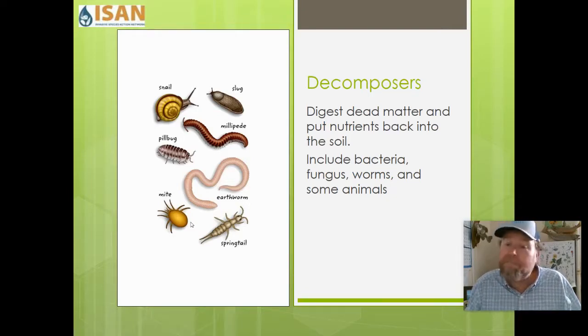Decomposers digest dead plant matter and put nutrients back into the soil, just like the owl example on the slide before. Bacteria, fungus, worms, and some other animals like vultures are decomposers. Anyway, they help to return dead matter, whether it's plant or animal matter, back into nutrients for a healthy soil.